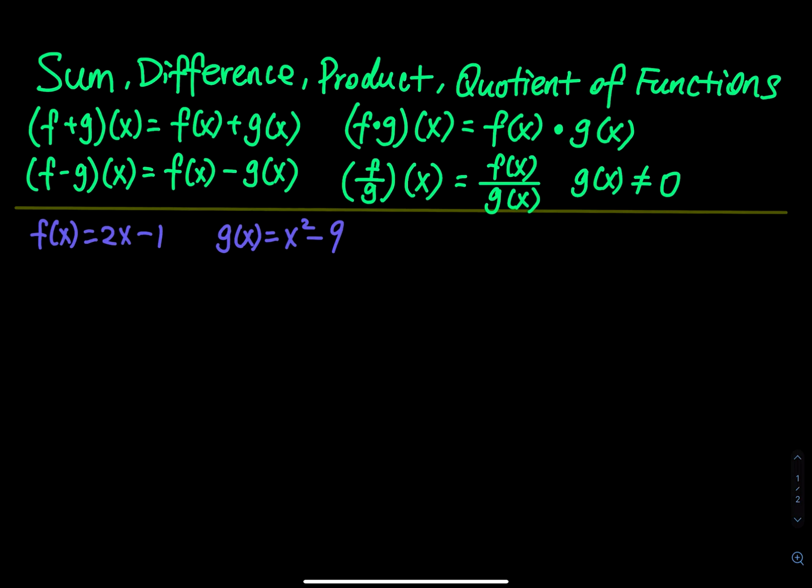We have f of x equals 2x minus 1, and g of x is x squared minus 9. So let's do the plus. We have f plus g of x, so that means you just add them. So that is 2x minus 1 plus x squared minus 9. So what is that equal to? That is x squared plus 2x, negative 1 minus 9, so that is negative 10. So that is the sum of two functions.